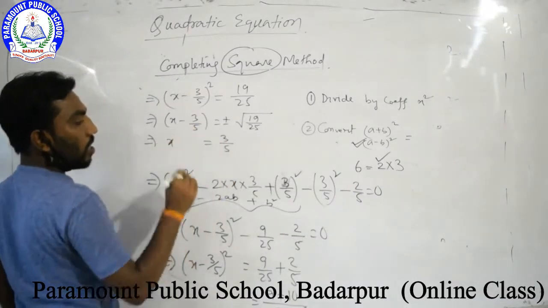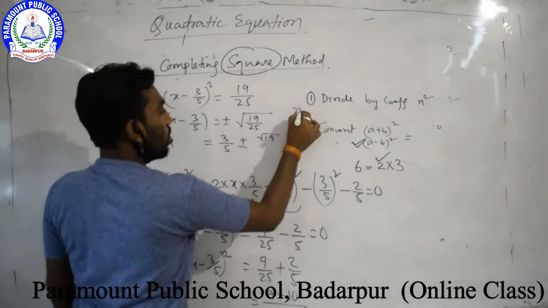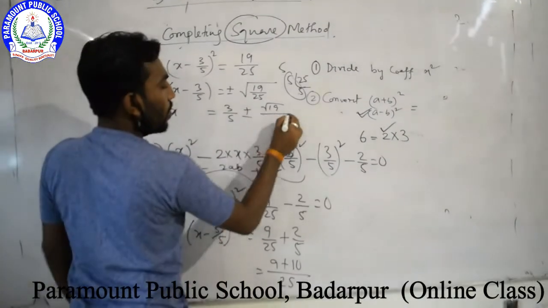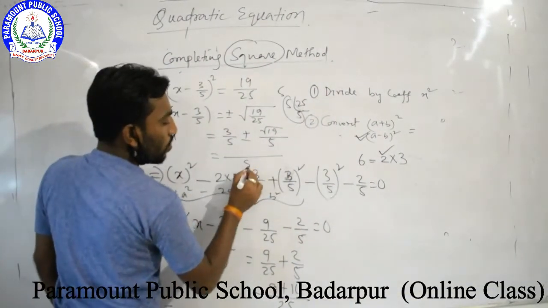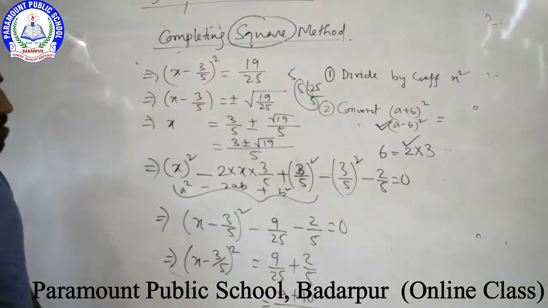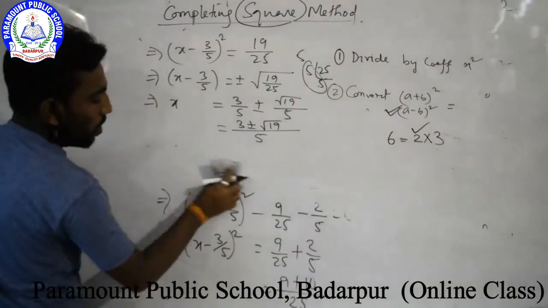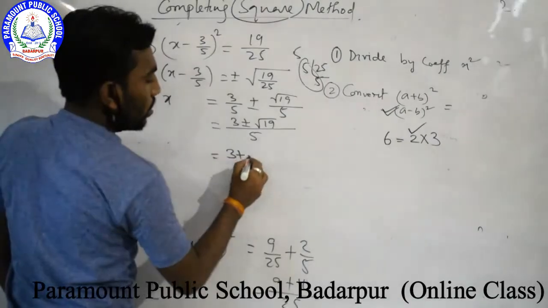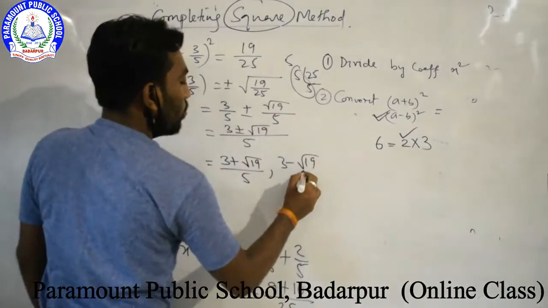Minus 3 by 5 will become plus 3 by 5, plus minus root 19, and square root of 25 is nothing but if we factorize 5 into 5. So take 5 outside. So it will become root 19 by 5. So if we take the LCM, it will be 5. 3 plus minus root 19 by 5. So this is the value of x. But since we are dealing with quadratic equation, we have to convert the solution in two forms. That it will be 3 plus root 19 by 5, comma 3 minus root 19 by 5.